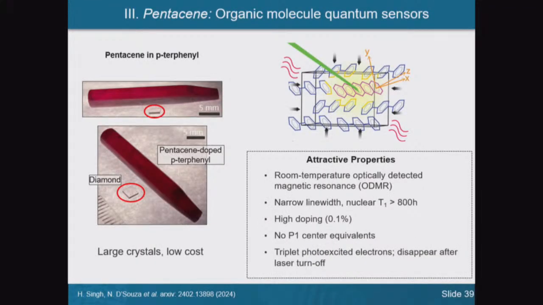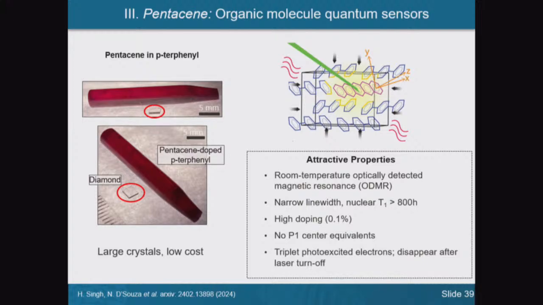And finally, I was telling you a lot about these diamonds, but it turns out there's a whole analog of these sensors that can be created in molecular systems. So this is also a large effort in my group. I won't have time to tell you about this, but the exemplary system is what's called pentacene. It's 5 benzene rings that you can dope in a system like naphthalene, like mothballs. Literally, it's like mothballs with pentacene in it. And it turns out that these systems have exactly the same properties as diamond. In fact, even better properties, because the nuclear T1 after spin polarization is 800 hours on these systems.